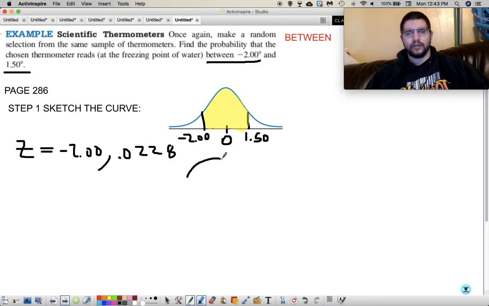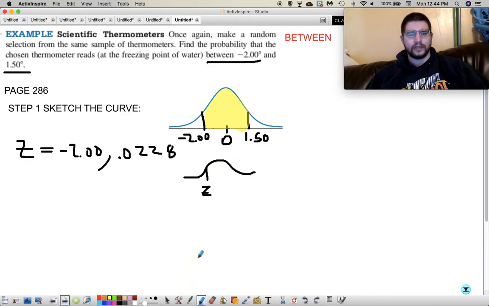So if we sketch a curve, and we have the z-score of negative 2.0 right here, that's going to give us this little area to the left. And if we do 1 minus that, that's going to give us the whole area to the right. We actually want the area between. So let's just hold off for a minute and see what happens. So I'm going to go to the chart and get my other number.